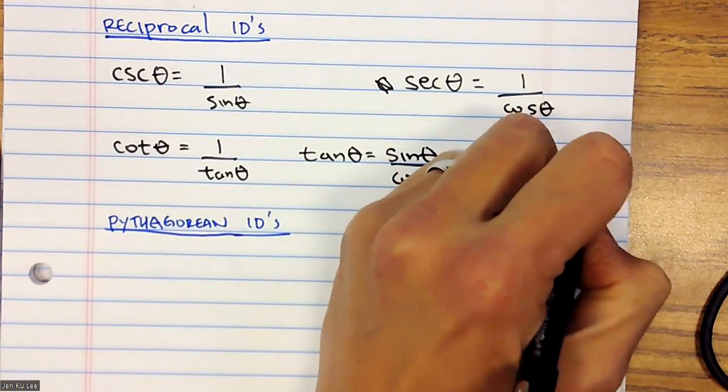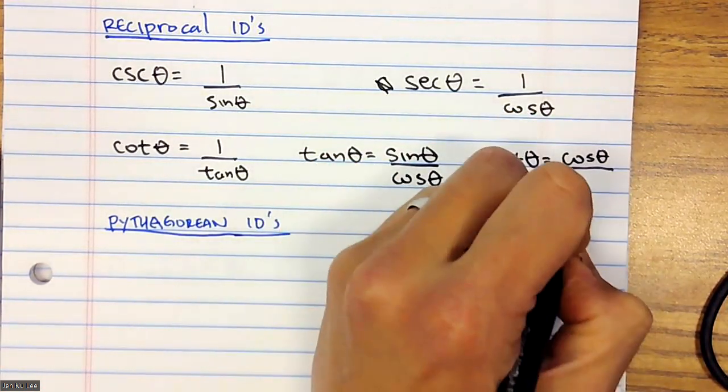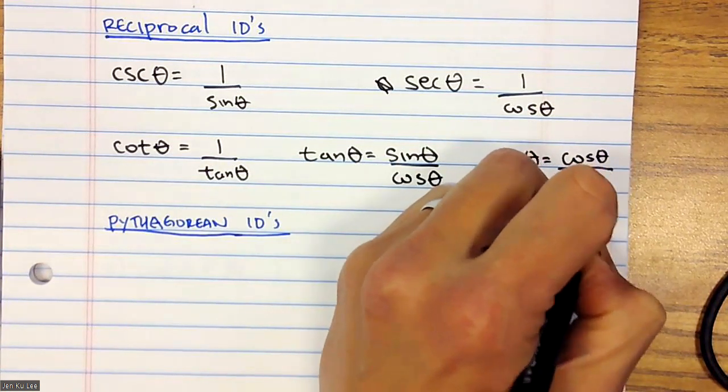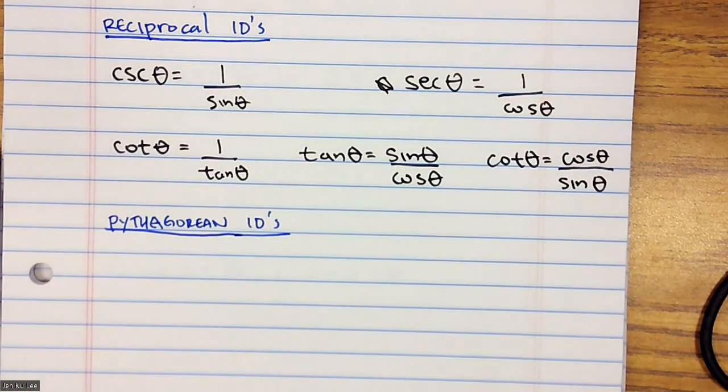And if tangent equals sine over cosine, then cotangent of theta is going to equal what? Take the reciprocal of that, which is cosine over sine. Those are your reciprocal identities. These are 5. Any questions on these?